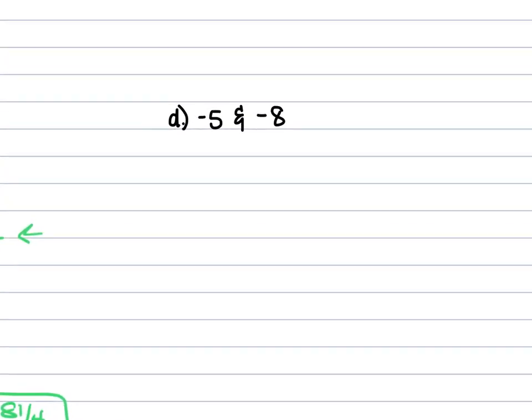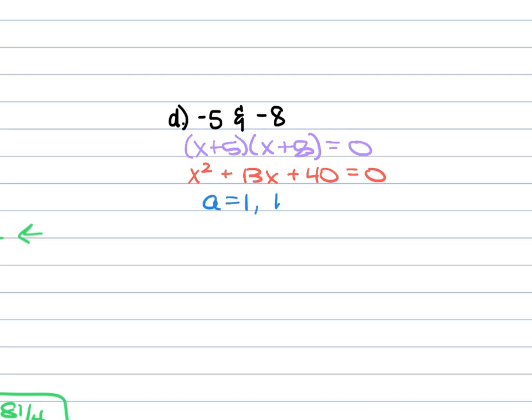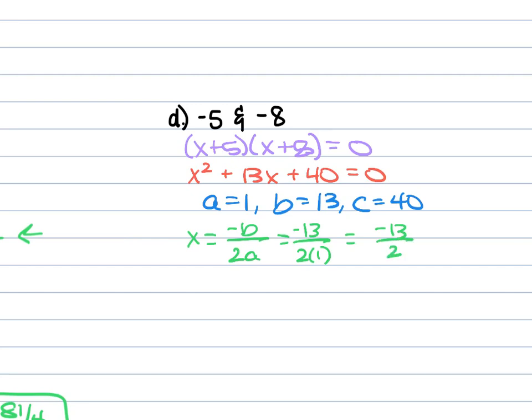And then for our last one, we have negative 5 and negative 8. So this is going to give us x plus 5 times x plus 8 is equal to 0. We FOIL it out. We get x squared plus 13x plus 40 is equal to 0. Our A is 1, our B is 13, our C is 40. So we are going to use x is equal to negative b over 2 times a to give us negative 13 over 2 times 1, which is just negative 13 over 2.